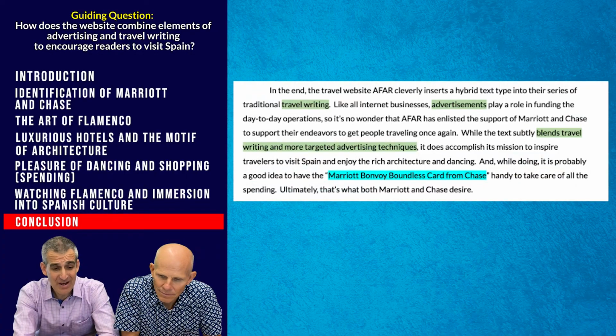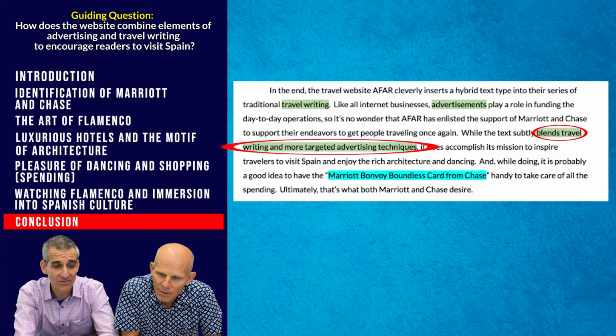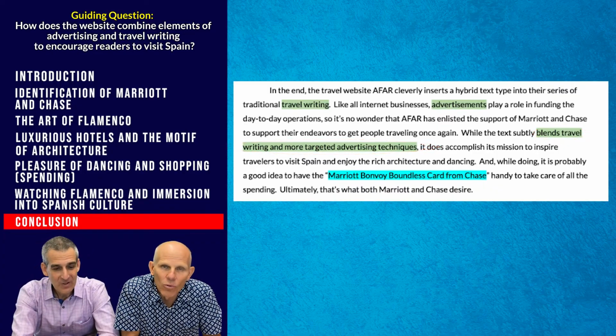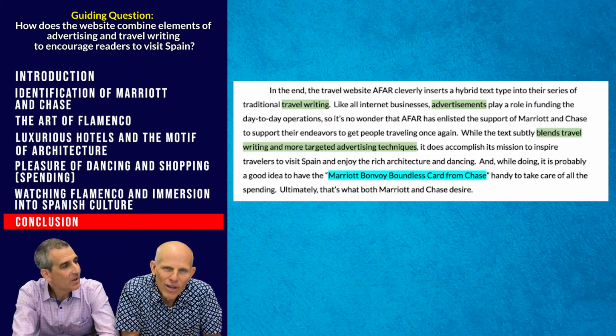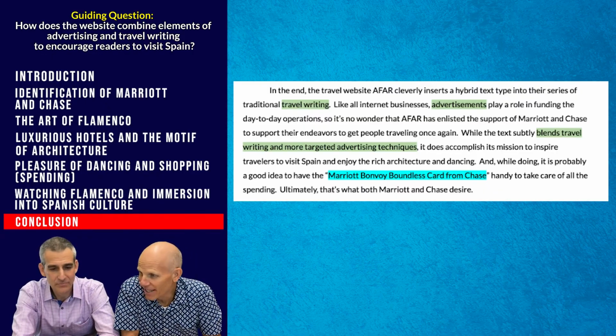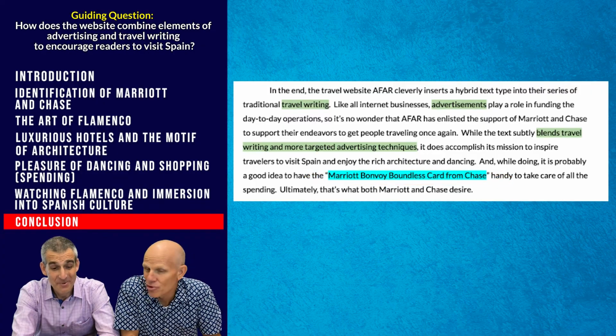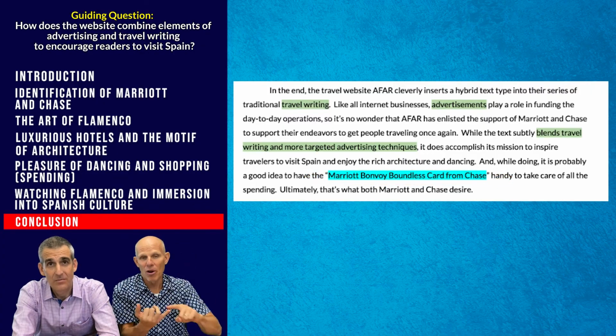Okay, now green is coming back quite prominently at the end, Giles. We see travel writing, advertisements, and then that phrase, blending travel writing and advertising techniques. It looks like they saved it all up for the end. And again, they're ending with the idea that while we're traveling, we should be using the credit card and going to those particular Marriott hotels. And again, the objective of the text is to promote Marriott and Chase.